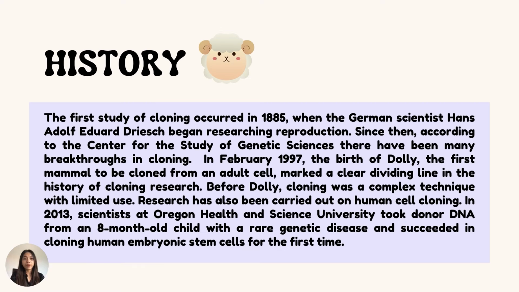I will present the history of gene cloning and therapy. The first study of cloning occurred in 1885 when the German scientist Hans Adolf Eduard Rees began researching reproduction. Since then, according to the Center for the Study of Genetic Sciences, there have been many breakthroughs in cloning. In February 1997, the birth of Dolly, the first mammal to be cloned from an adult cell, marked a clear dividing line in the history of cloning research. Before Dolly, cloning was a complex technique with limited use.